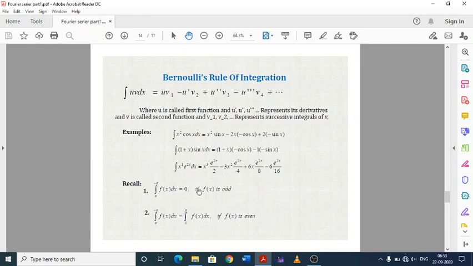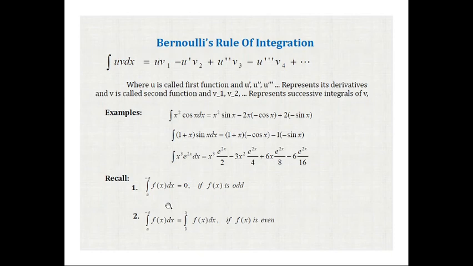And recall these two results. These two results are very much important to find the values of the constants a0, an, bn. In that step, these two will be very much important. So the first point says, if you integrate a function f of x between minus a and a, then the value of that integral will be 0 if the function is odd.